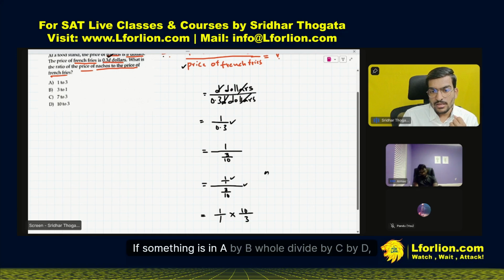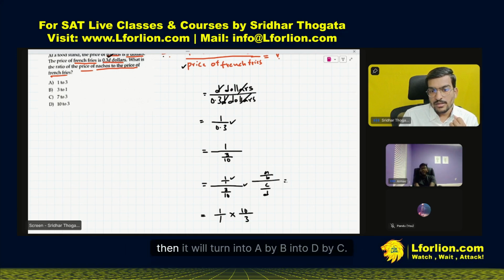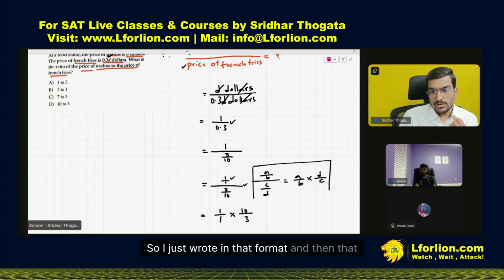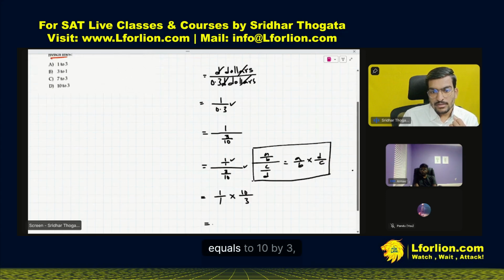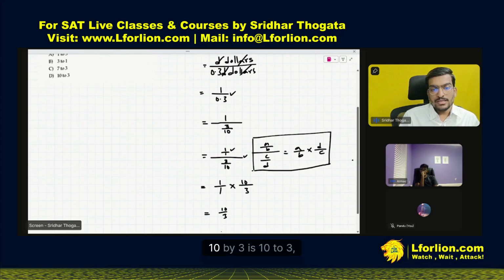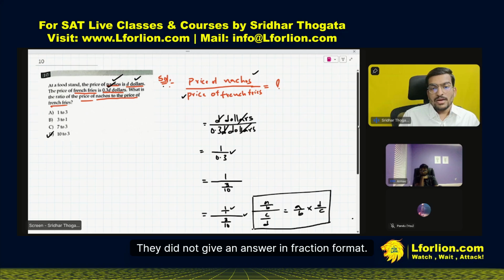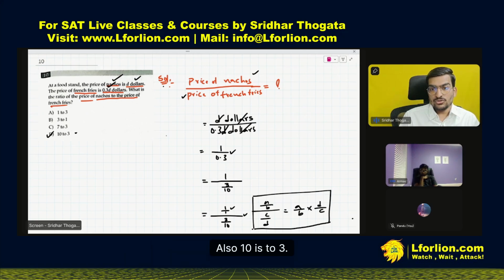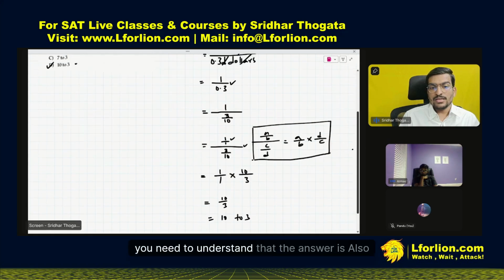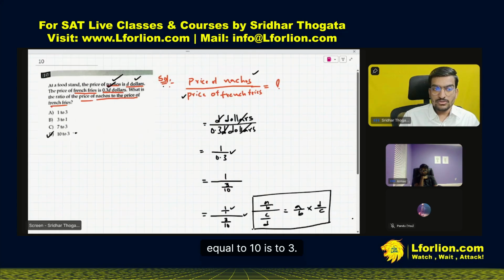If something is A by B whole divided by C by D, then it will turn into A by B into D by C. So I wrote it in that format, and that equals 10 by 3. You can see the options. 10 by 3 is 10 to 3, which is option D. They did not give the answer in fraction format. They give it in 10 to 3 format, or sometimes the ratio 10:3. If you got 10 by 3, the answer is also equal to 10:3. All are the same. Okay. Moving to question number 14.